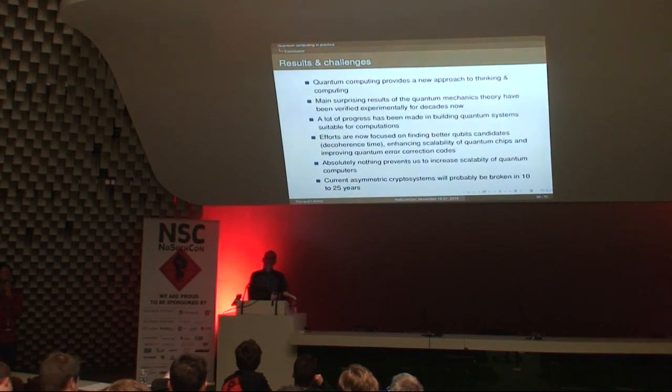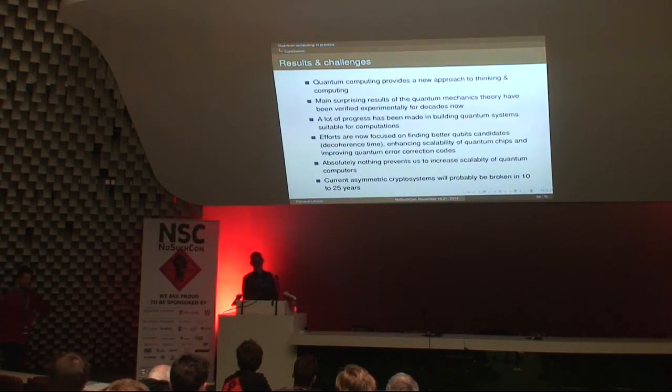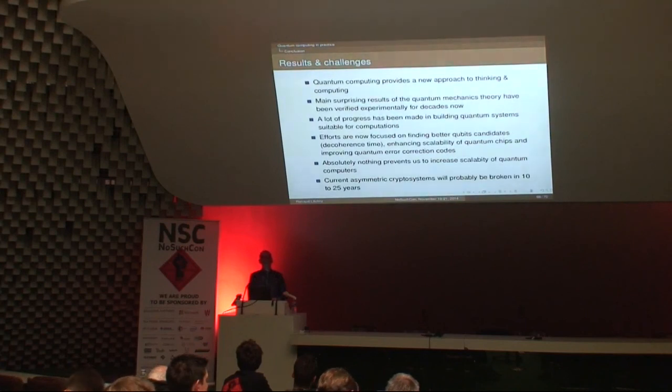And the third one is improving quantum error correction, because there is a lot of noise in real systems, and it's very difficult to isolate the computer system from the environment. So you have to add additional qubits for quantum error correction. But nothing prevents us from increasing the scalability of this computer. So it will happen between 10 and 25 years, I think, using small approximations.